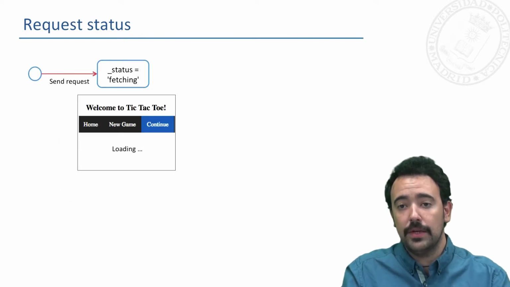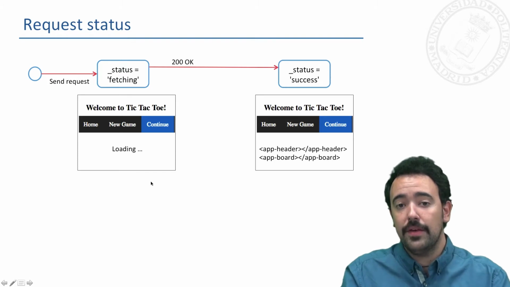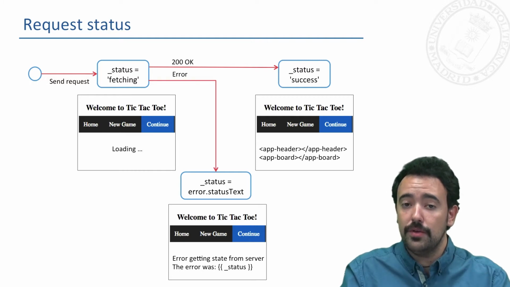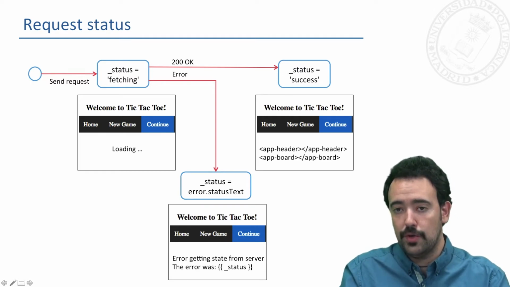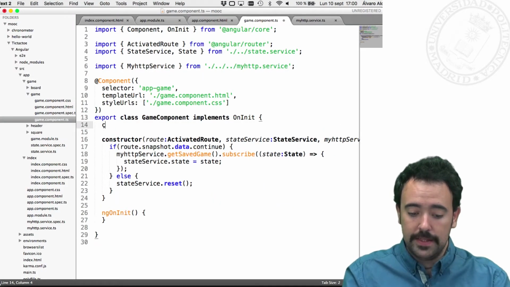So when I create the request, I will put the value of this property status to fetching, and I will show a loading message to the user. Then if I receive an OK response from the server, I will change the status to success, and I will render the game as always. However, if I receive an error response from the server, I will put in the status property the text explaining what happens with the request, and I will also display it in the user interface to give this feedback to the user. Okay, so let's include this local property in the game component here.